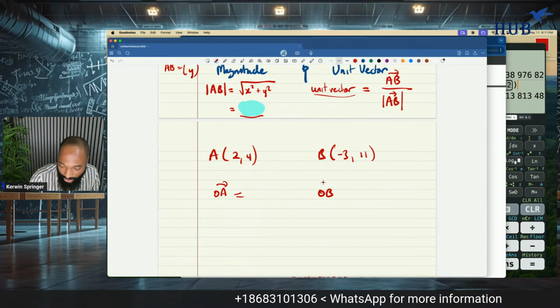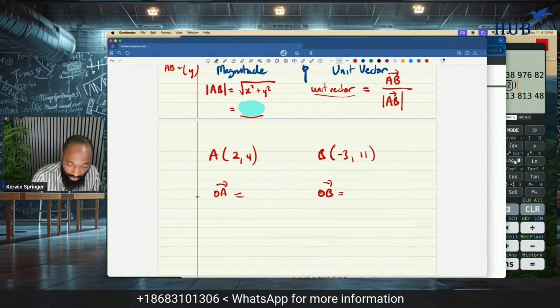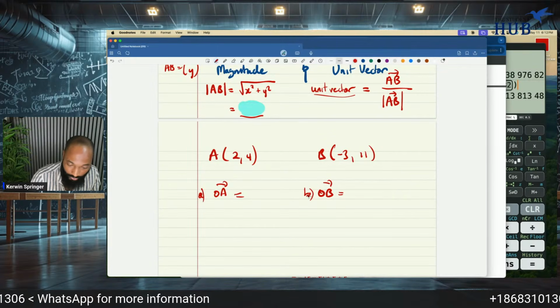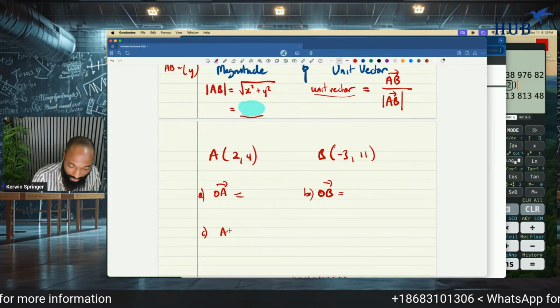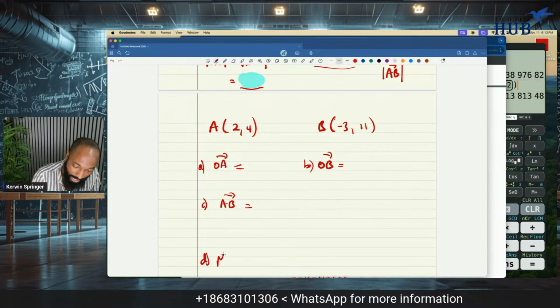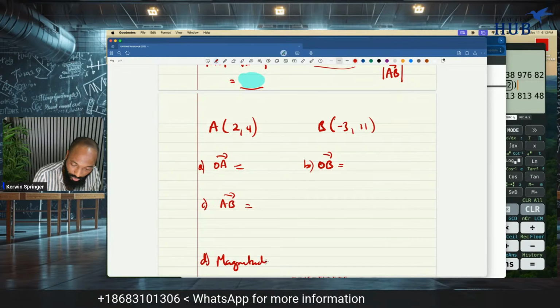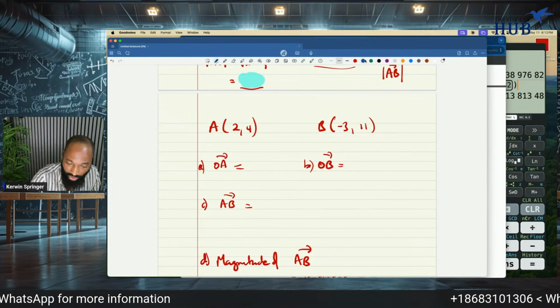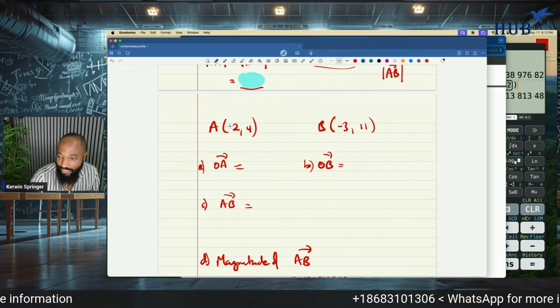Everybody know how to find OB? We are just doing that. So let's go ahead and find these two real quick. Let's say this is part A, part B. And then let's say part C was supposed to find AB. And let's say for part D, you're supposed to find the magnitude of AB. Let's go. So OA is simply taking these vectors.